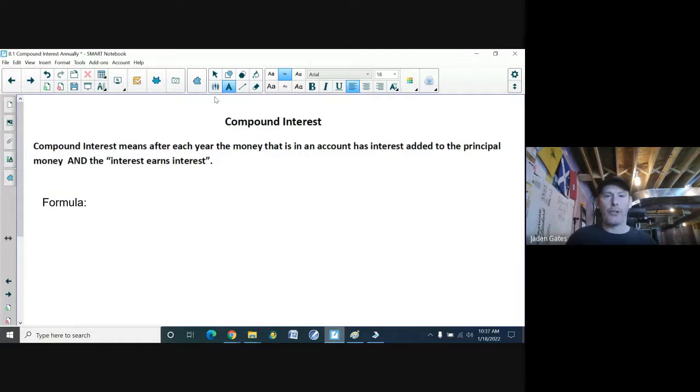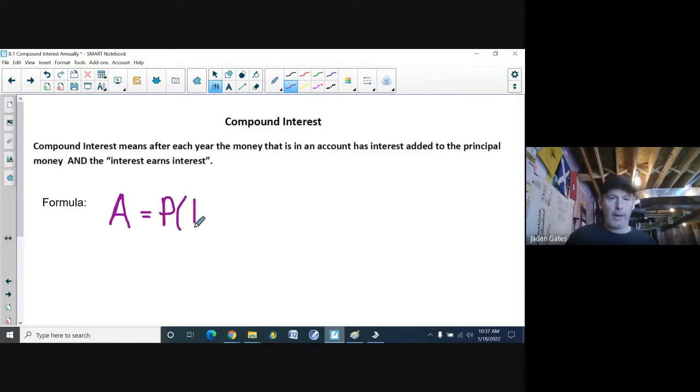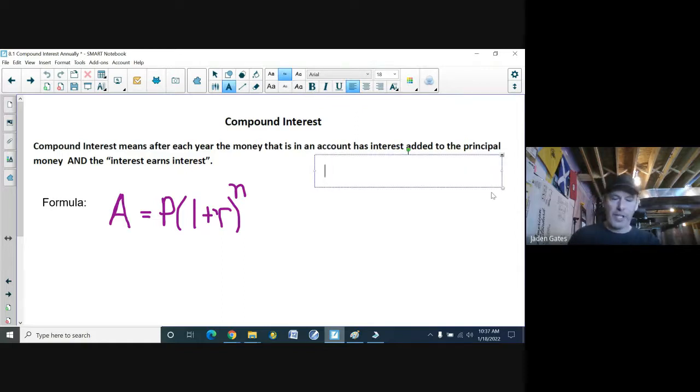Now, we've got a formula for our compound interest, and it looks like this, where we have A. You're going to see a lot of the same variables we've been dealing with. A is equal to P times (1 plus R) to the power of N. Like I said, most of these variables are what we've seen before. A is the accumulated amount or final amount. So we'll go with accumulated amount.